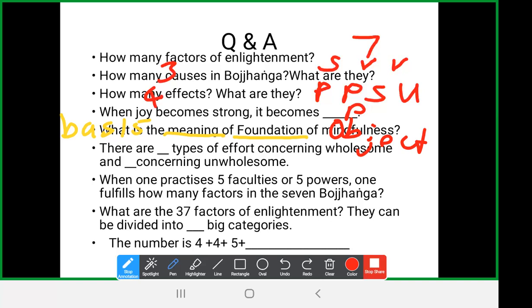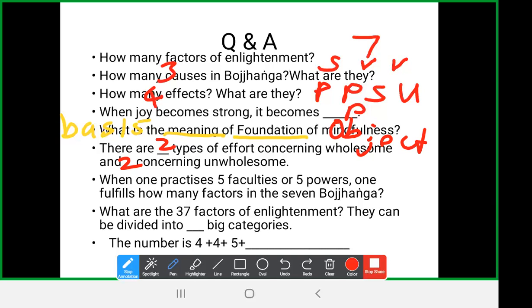Next question. How many types of effort concerning wholesome and how many concerning unwholesome? Two and two. For the wholesome, what are the two? To arouse the unarisen and to maintain the arisen. How about the unwholesome? To prevent the unarisen and to abandon the arisen. Okay, good.